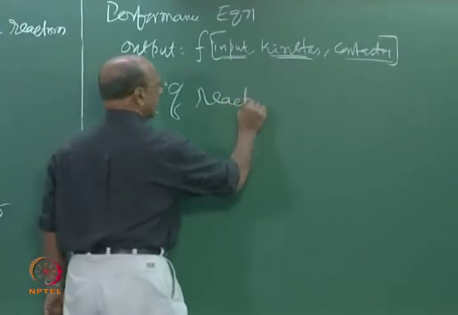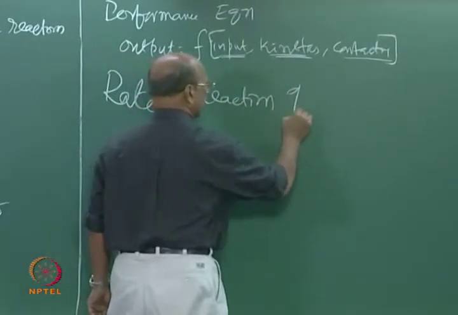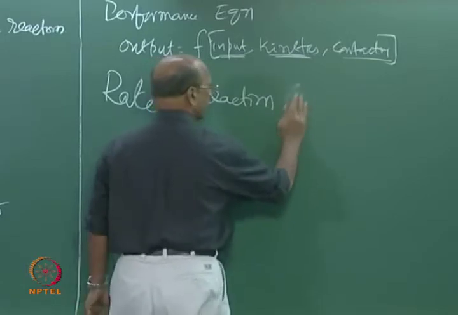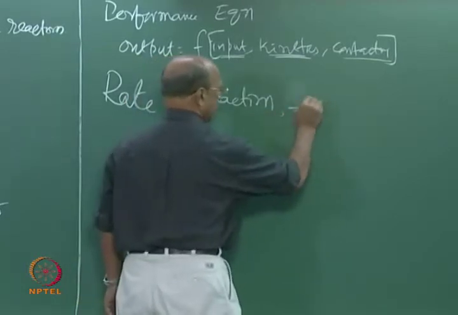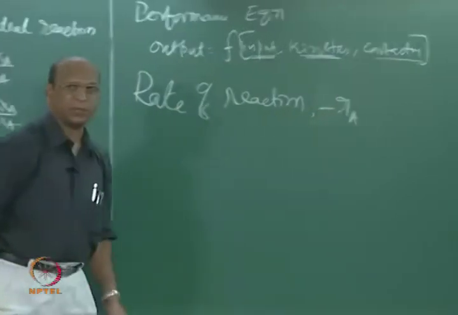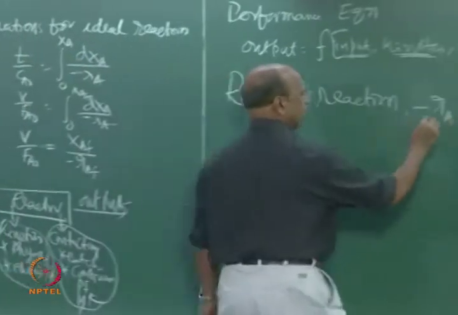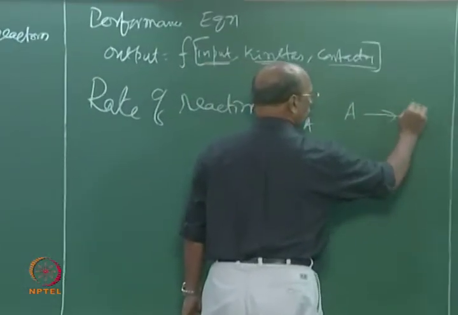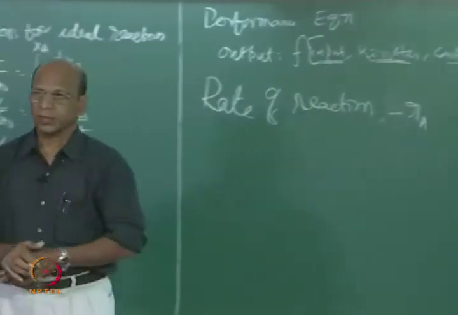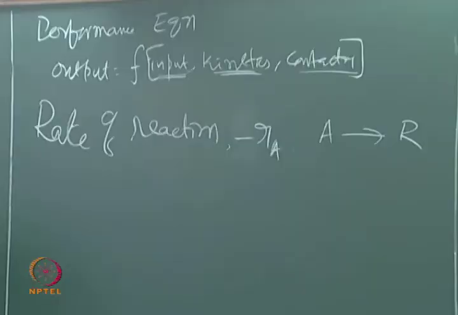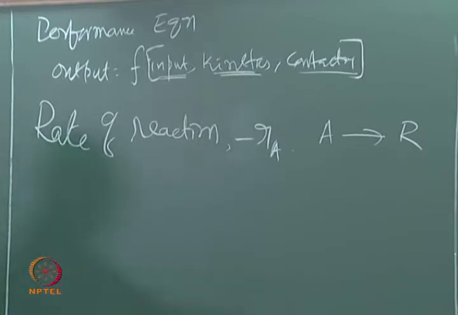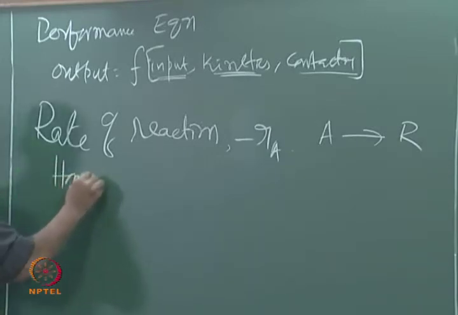I just started that a little bit, rate of reaction. Mainly it is our key reactant, minus R A, we call. I may have a rate A going to R, a general rate, or it may have any complicated rate, right? So how do I determine my rate? We are talking first about the homogeneous systems, and then we can talk about heterogeneous.